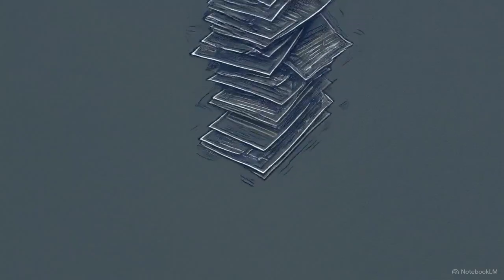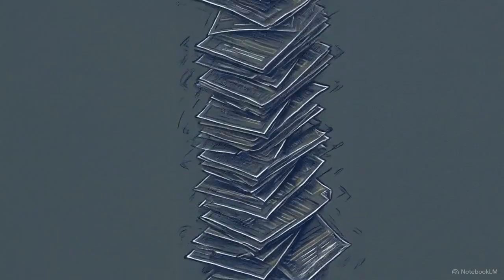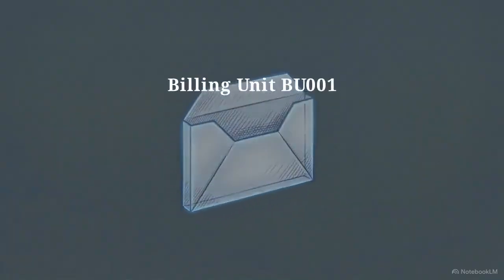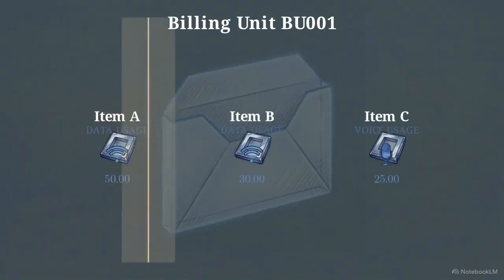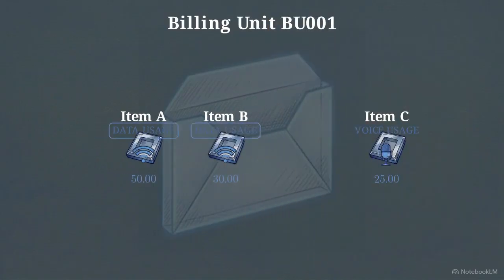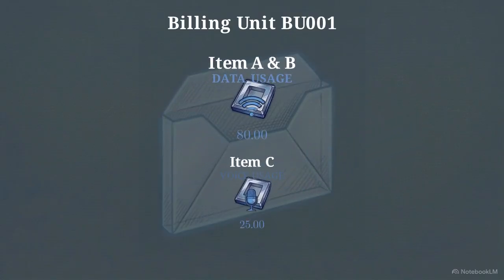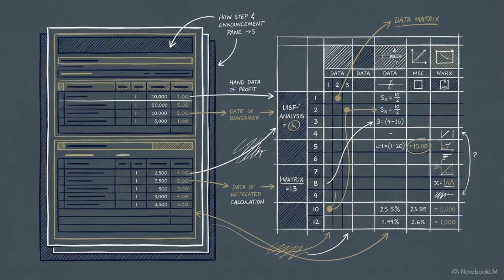While grouping builds the envelope, aggregation organizes the contents. Without aggregation, high-volume services would produce 1,000-page invoices listing every single microtransaction. To prevent massive invoices, the system inspects our billing unit for identical billing item types. Items A and B, both data usage, merge into a summarized €80 line item. Item C, voice usage at €25, doesn't match, remaining a distinct standalone line. By combining similar charges, aggregation keeps the final invoice readable for the customer while retaining perfect mathematical accuracy.